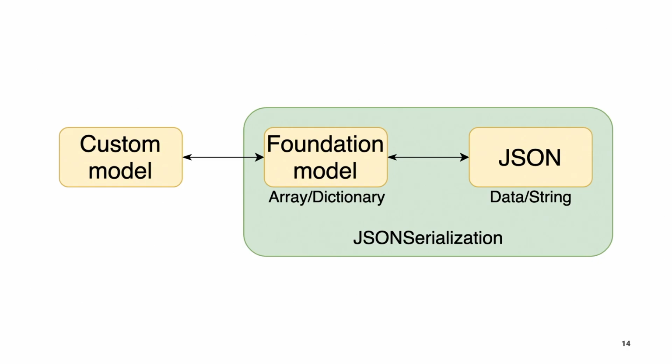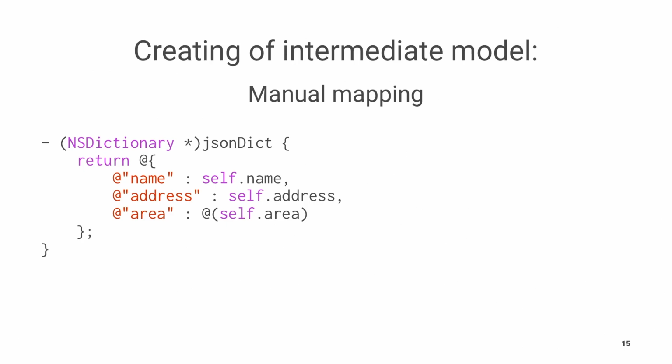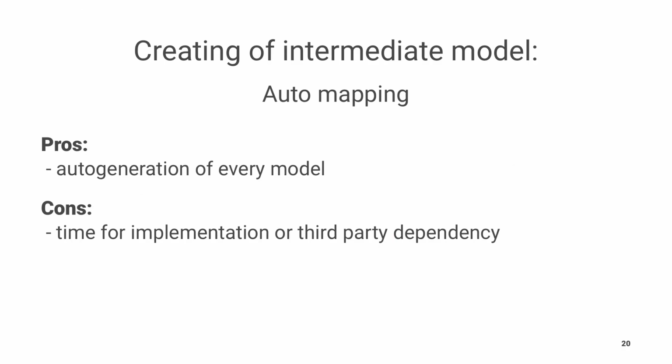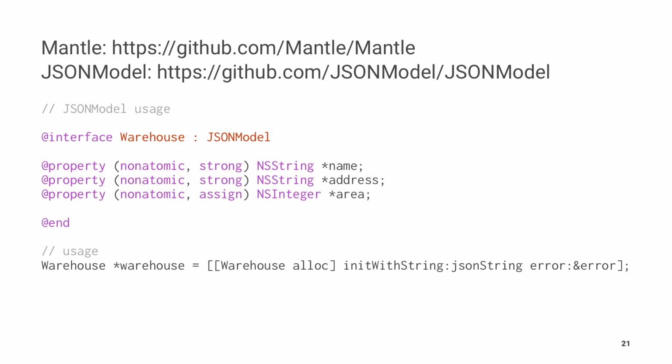The first one is manual mapping. I hope most of you did it at some point in time. We just create a dictionary out of the model, and the other way around, we fill in the model from the dictionary. And the second approach is auto mapping, when we use Objective-C runtime to investigate this class structure and to create the foundation model in runtime as the code works. Here are the most popular libraries to do automatic mapping for you. If you don't want to implement the entire code for auto mapping, I did it once and it was a lot of work.